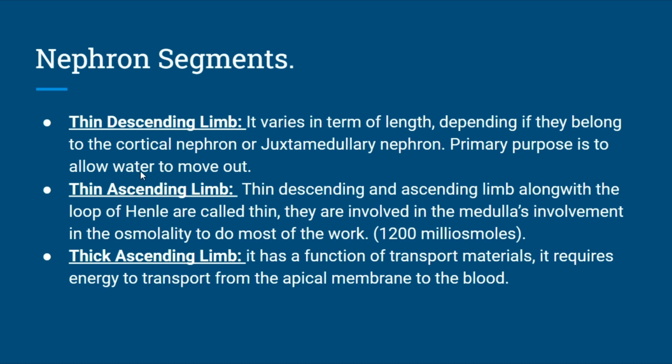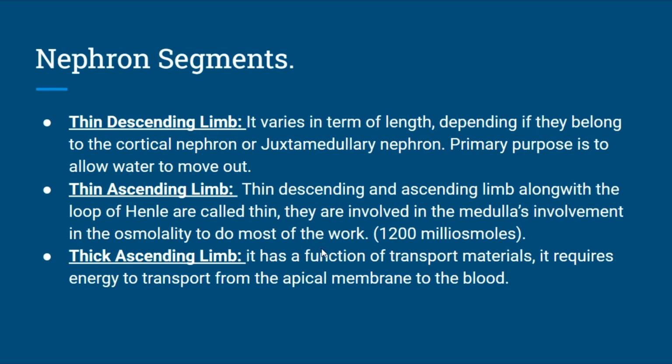The next portion of the nephron is the thin descending limb. It varies in length depending on whether it belongs to the cortical nephrons or the juxtamedullary nephrons. The primary purpose is to allow water to move out. Then we have the hairpin turn, which is also called the loop of Henle, and then the loop of Henle changes into the thin ascending limb. Thin descending going down and thin ascending going up, and between them there is a loop. The thin descending and ascending limbs along with the loop of Henle are called thin because they are structurally thin. They are involved in the medulla's osmolality, doing most of the work.